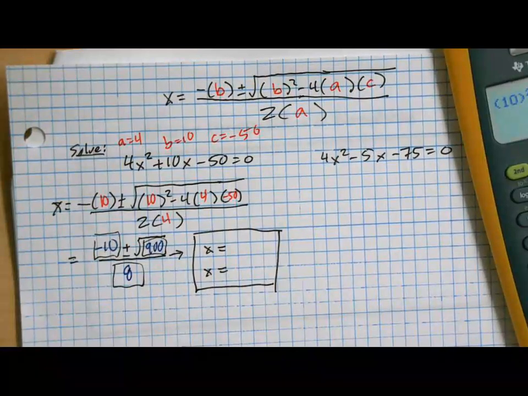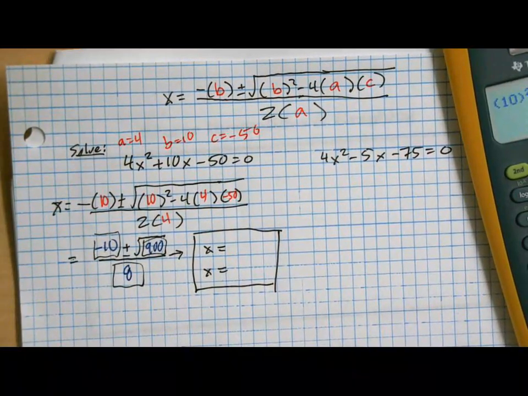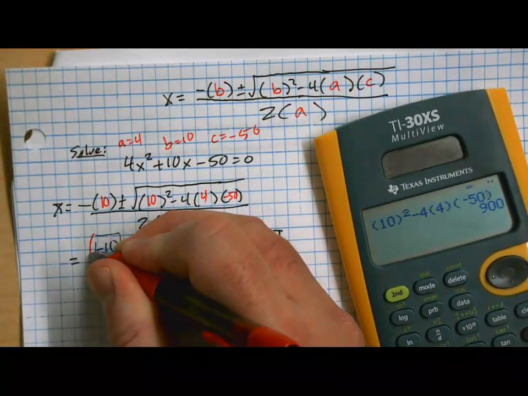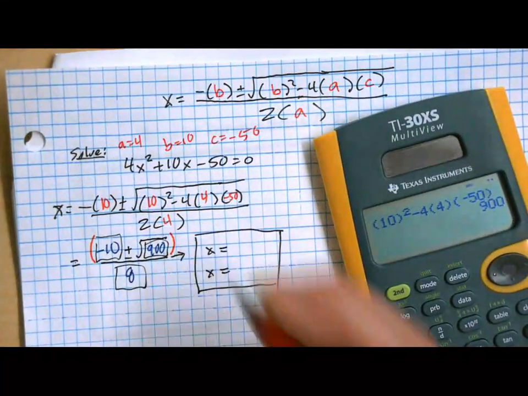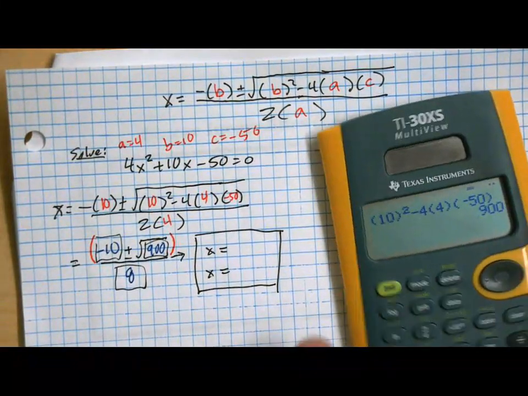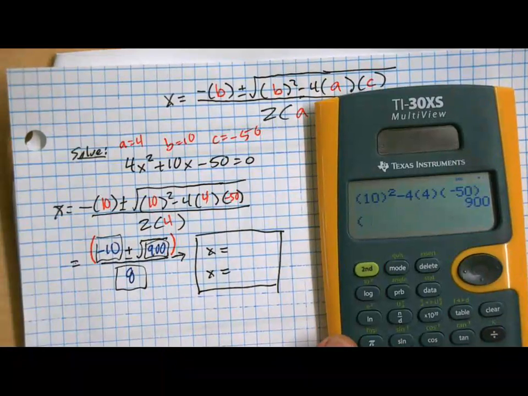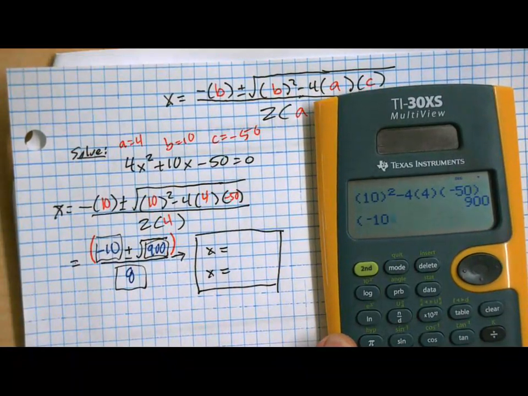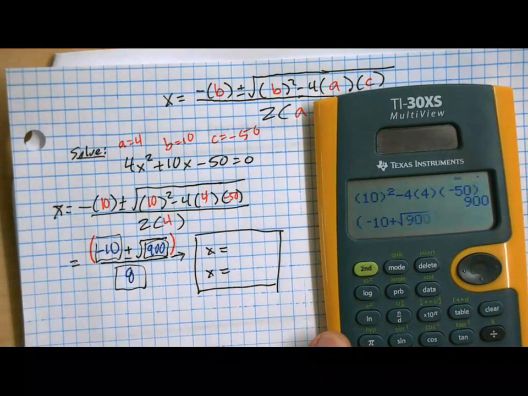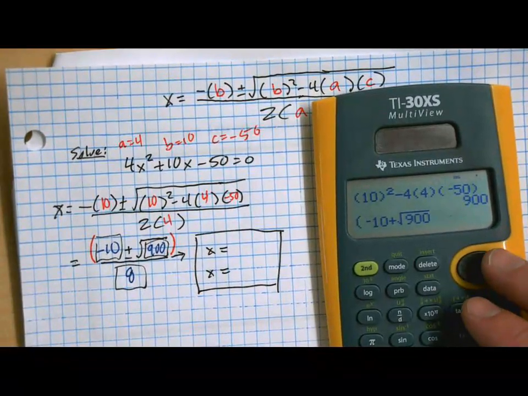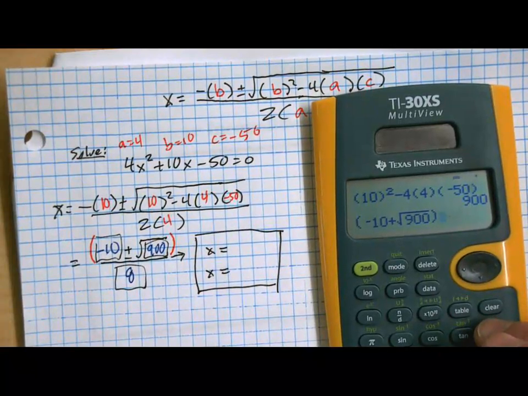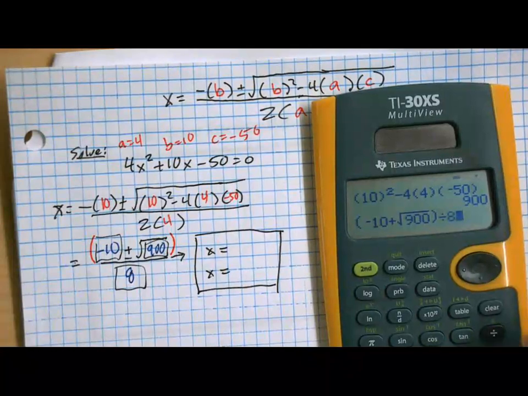And then to get my final answer, I just need to type that into my calculator twice. Once with a plus and once with a minus. Remember, when you type it into your calculator, you must have parentheses around the top of the fraction, or you're going to end up with a wrong answer. So I'm hoping all of you, if you haven't already, are typing this into your calculator now. Negative 10 plus square root 900. Make sure you take your cursor out from underneath the square root before you end your parenthesis, and then divided by 8.